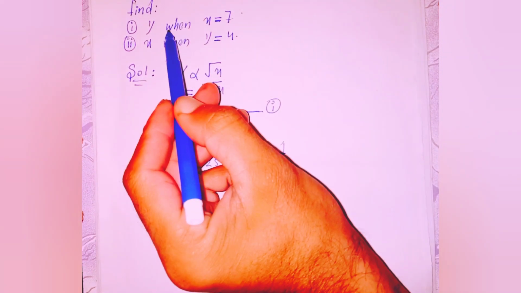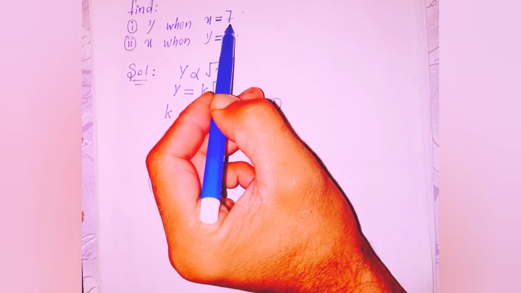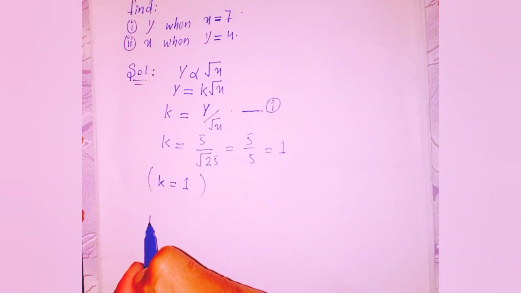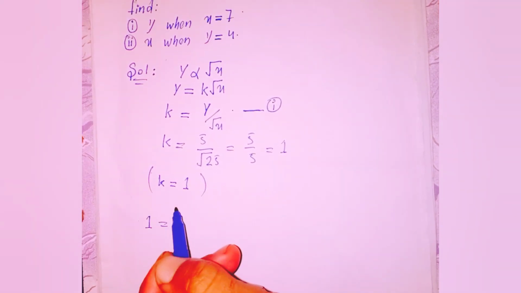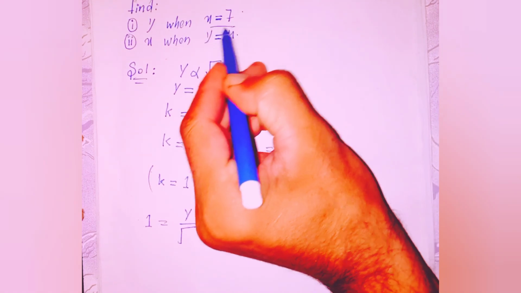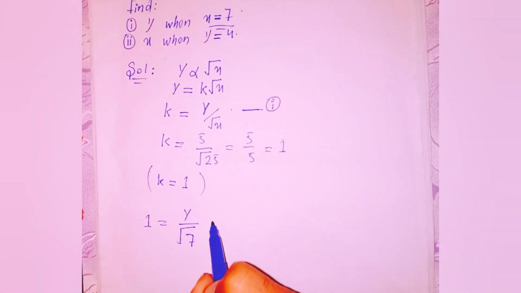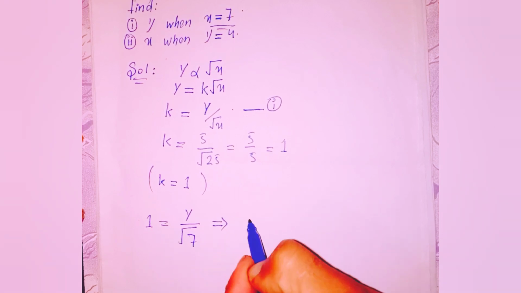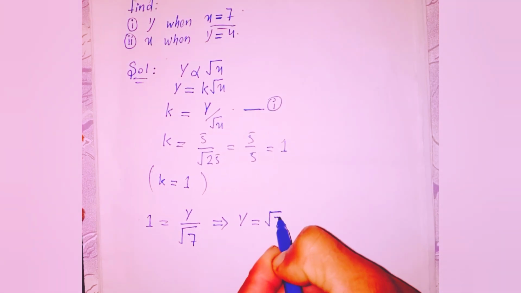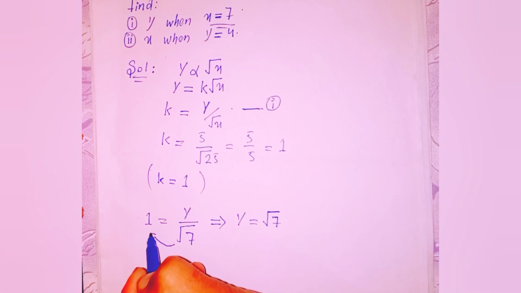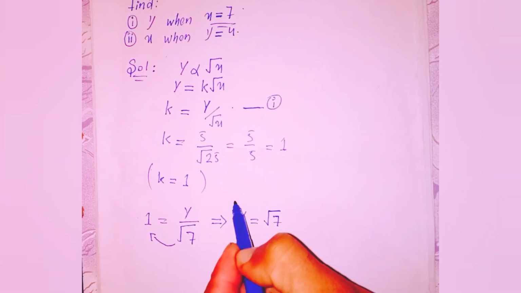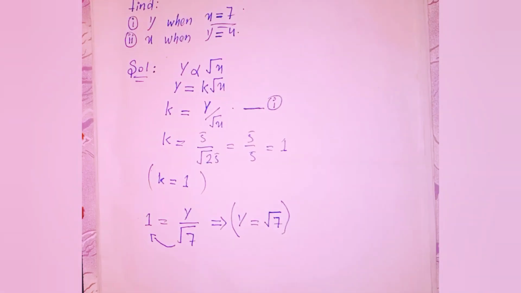Now to find out the value of y when x is equal to 7, we already got the value of k is 1, equal to y divided by, if we here put the value of x is equal to 7, √7. So from this we get the value of y is equal to √7, because we multiply both sides by √7, so this cancels and we get here √7. So it's the value of y.